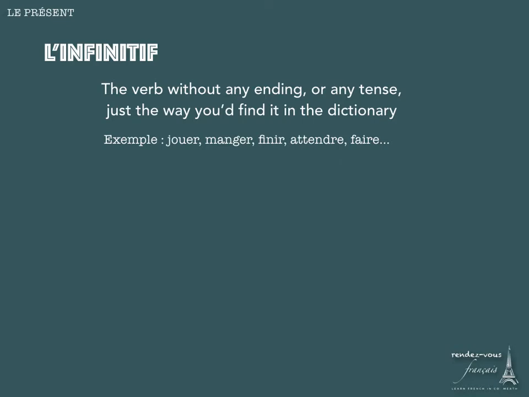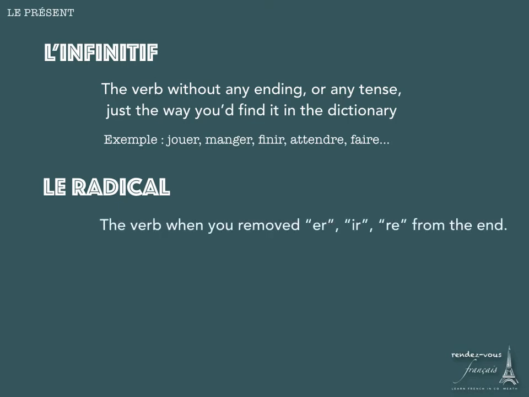The second one is le radical. Le radical is the infinitive once you removed er, ir, or re from the end of it. So for example, jouer, le radical est joue. Pour finir, le radical est fin. Pour attendre, le radical est attend with a d at the end.